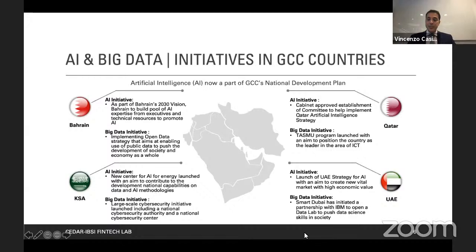Same for Qatar. The cabinet approved the establishment of a committee for Qatar's artificial intelligence strategy. They started a task program to enact Qatar as a leader of big data and in the ICT area. And UAE launched a strategy for AI aiming to create a virtual market with a high economic value. And also on the big data front, they launched a Smart Dubai initiative in partnership with IBM.